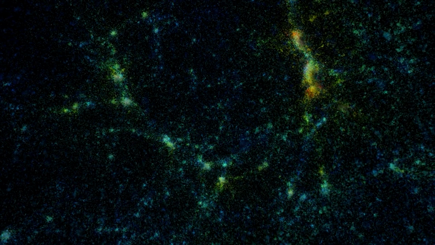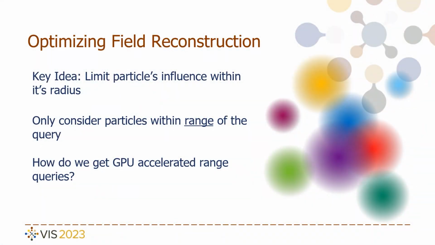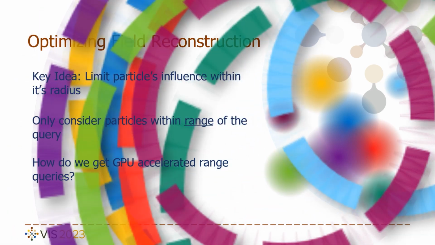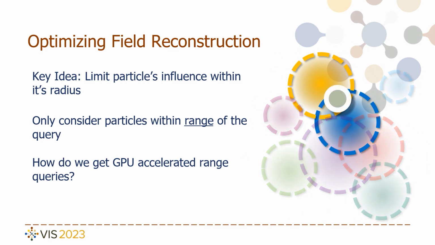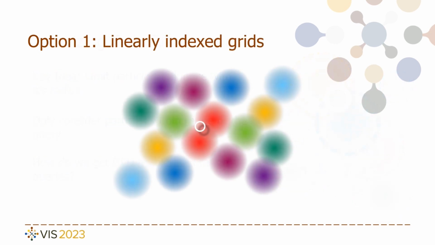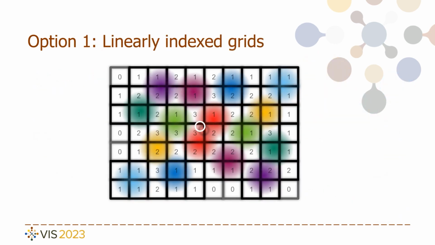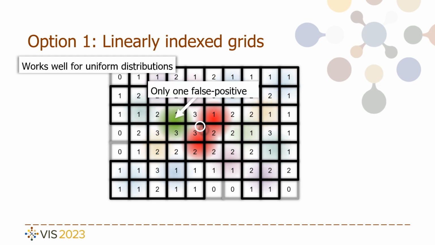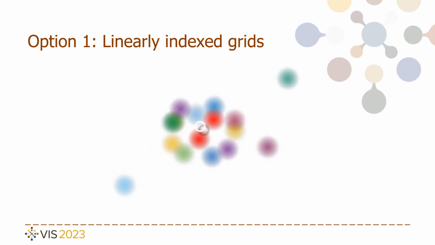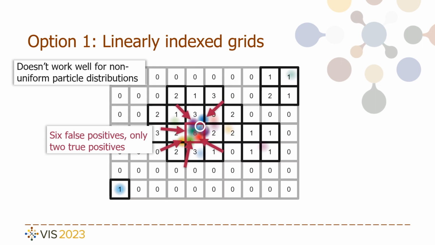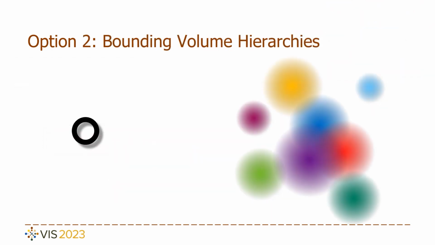To optimize field reconstruction, we can limit a particle's influence to stay within its radius, and only consider particles within range of our query point. But then that raises the question, how do we get GPU-accelerated range queries? One approach is to use a linearly indexed grid data structure, where cells keep a list of all particles touching them. This works well for uniform particle distributions. However, when particles move and become non-uniformly distributed, these indexed grids fail to cull away particles where features of interest are. So instead, we can use a bounding volume hierarchy.